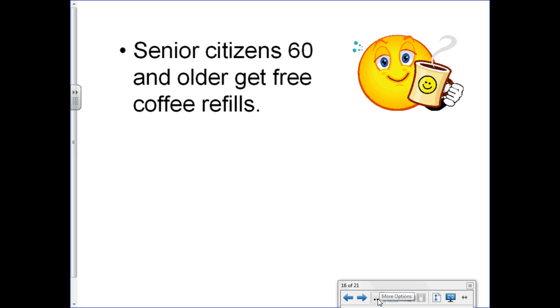All right. Oh, gee, I'll be facing this pretty soon. Senior citizens 60 and older get free coffee refills. Oh, awesome. Coffee. 60. But I have to be 60 and older. So I can be equal to 60 or I could be greater than 60. Awesome.